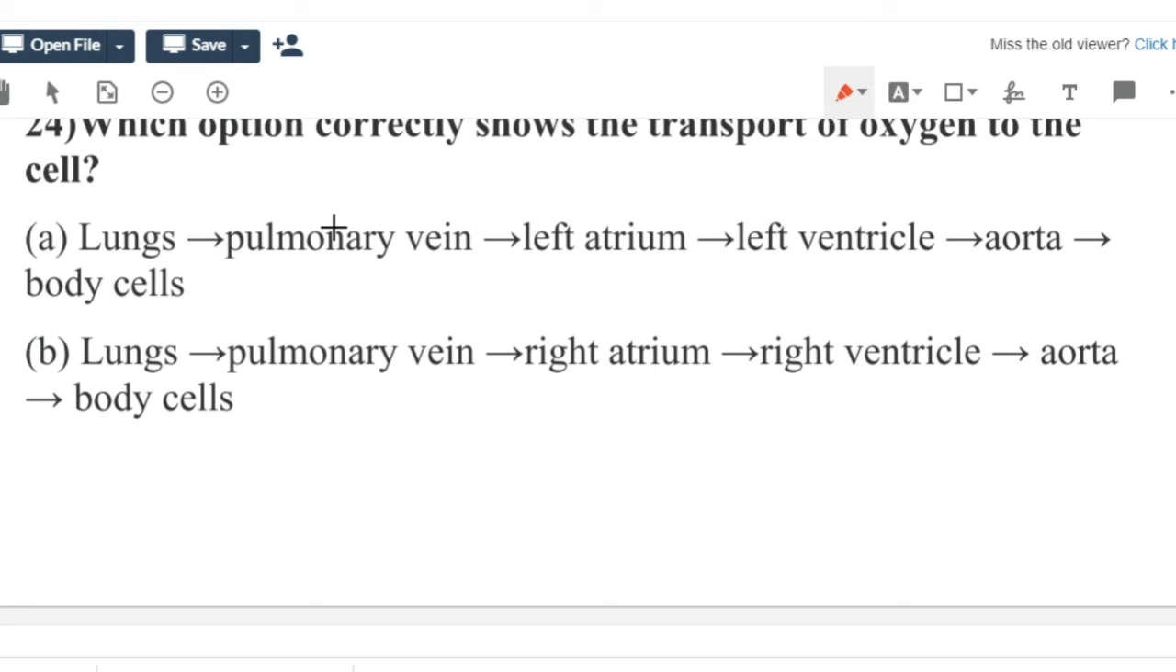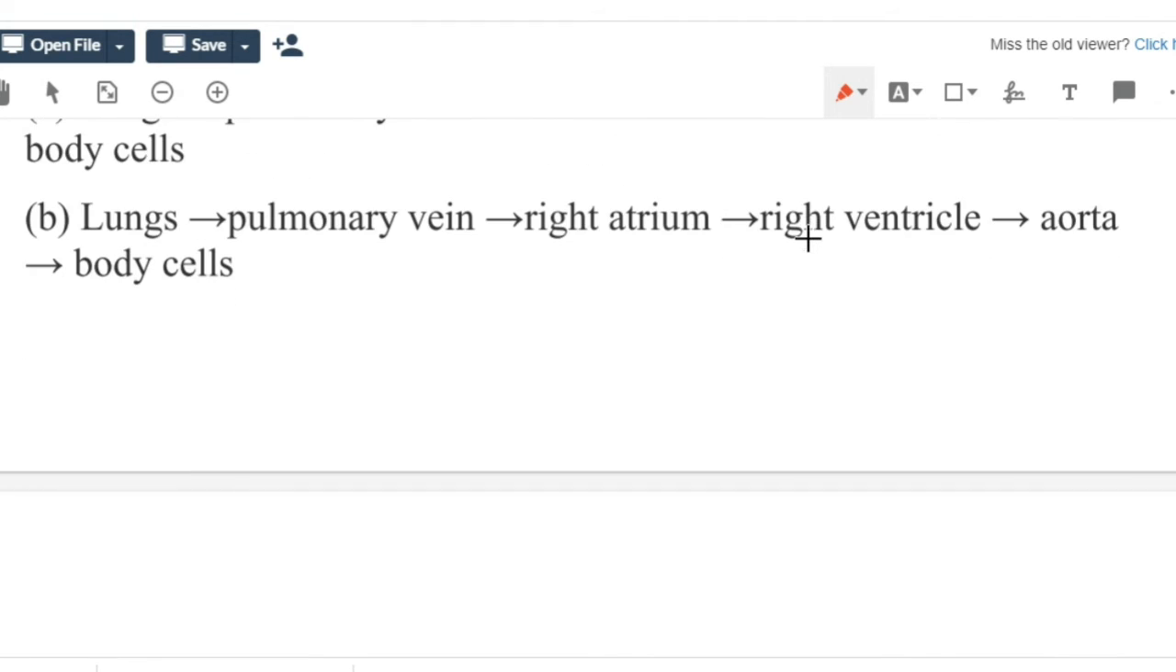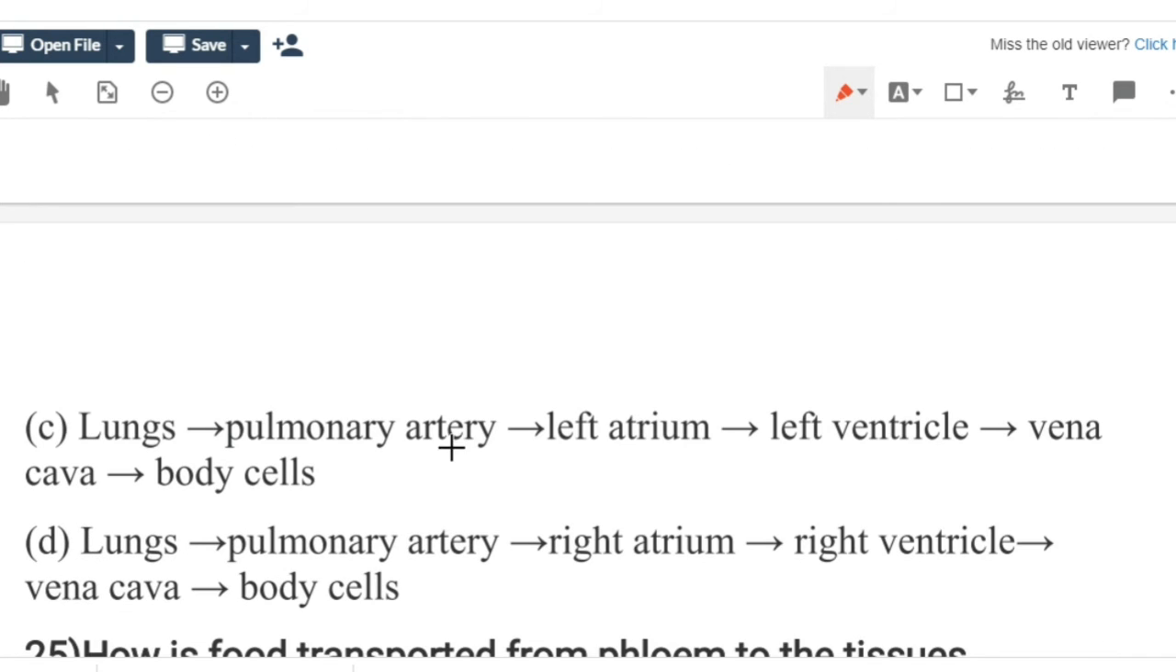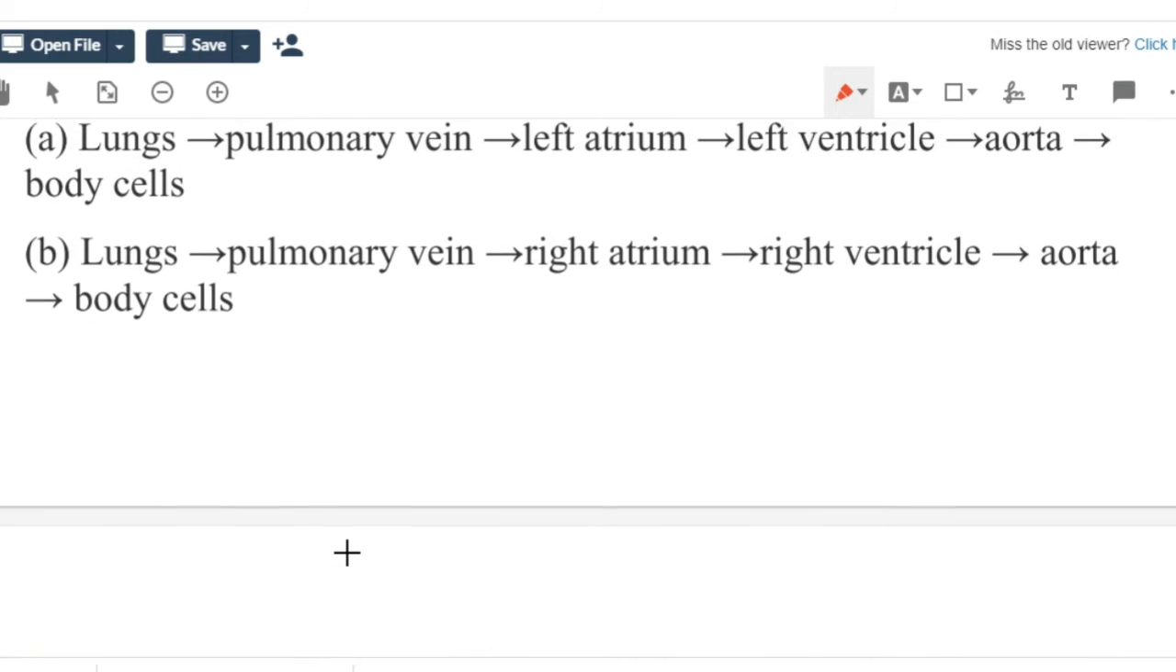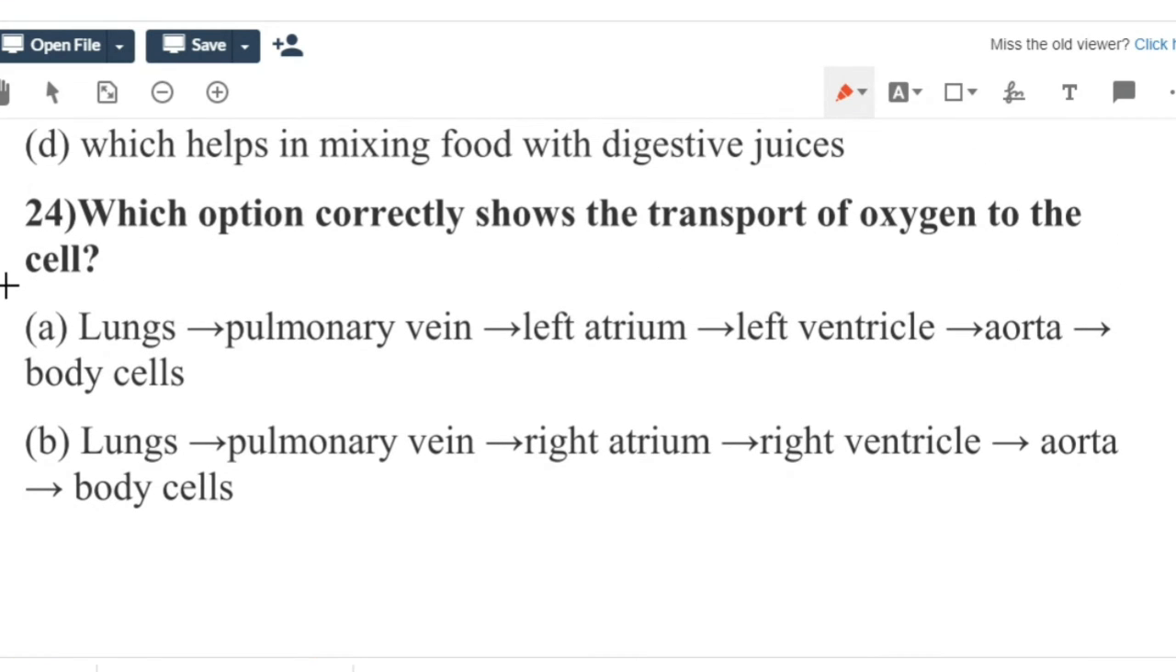Which option correctly shows the transport of oxygen to the cell? Lungs to pulmonary vein to left atrium, left ventricle, aorta and body cells. Lungs, pulmonary vein, right atrium, right ventricle, aorta and body cells. Lungs, pulmonary artery, left atrium, left ventricle, vena cava, body cells. Lungs, pulmonary artery, right atrium, right ventricle, vena cava and body cells. Obviously these two are not the options because they are talking about the oxygenated blood, and we all know that the pulmonary artery carries deoxygenated blood from the heart to the lungs.